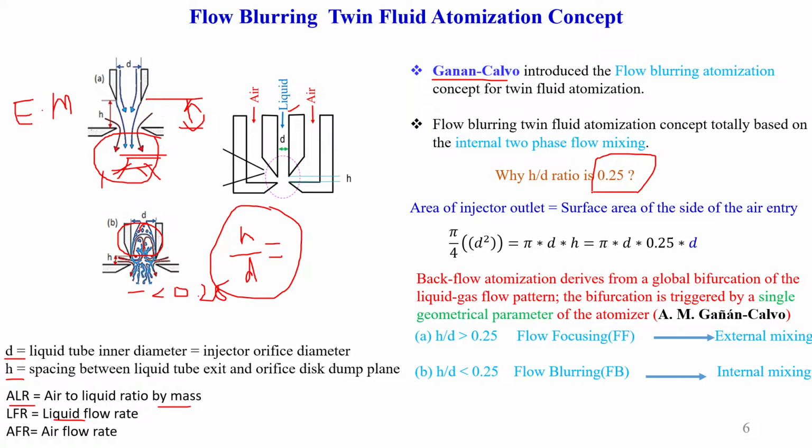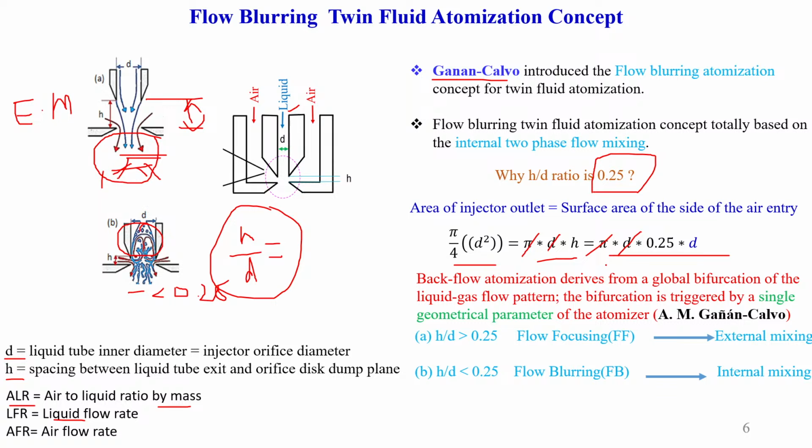In the upcoming slide you can see how they arrived at this 0.25. If you calculate the area of the liquid tube as well as the area of the fuel air inlet, we can get this formula. So 5 cancels, D cancels, H is nothing but 0.25D. That's how they derived this formula. But this does not hold.